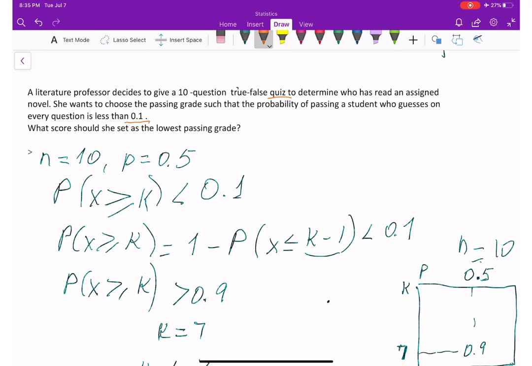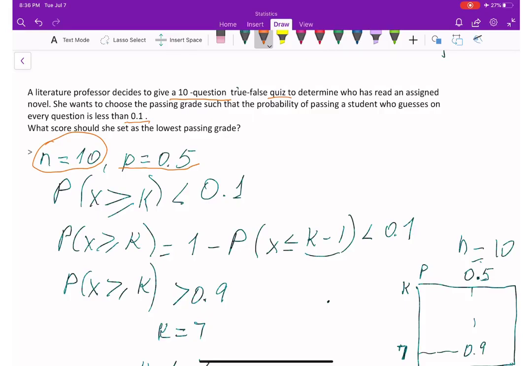So this is practically a trap for students. All right. What score should she set as the lowest passing grade? So let's see what we have. 10 questions, true, false, here it is. N is equal to 10. So if it's true, false, that means the probability of success is going to be 50-50, right?